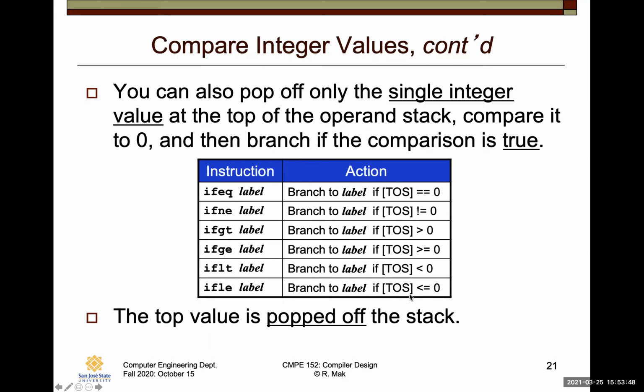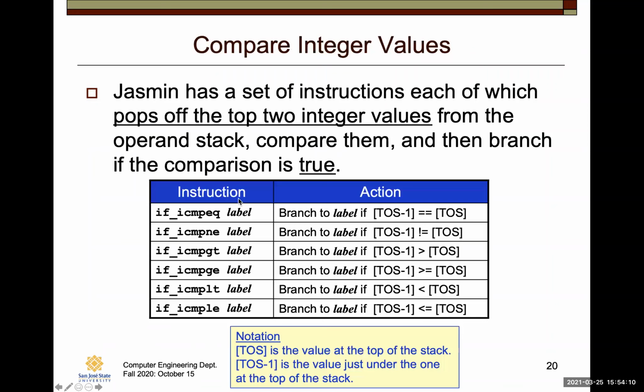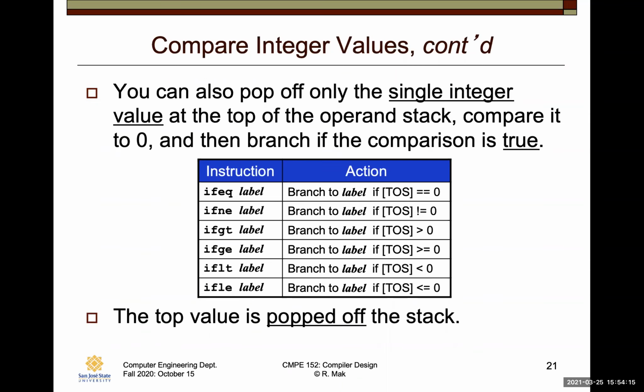And again, the topmost value is now gone. Once you popped it off to do this comparison against 0, that value is gone from the top of the stack. All right, so you have 2 sets of compare and branch instructions for integers. The first set we saw popped off 2 values and compared them against each other. The second set pops off only the top value and compares against 0. Any questions so far?